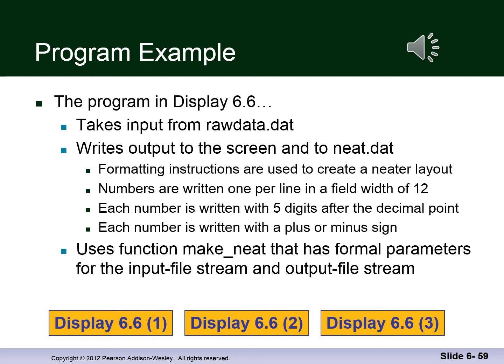And the function that's used presents formatting instructions to create a neater layout. Numbers are written one per line in a field width of 12. Each number is written with five digits after the decimal point. And each number is written with a plus or minus sign. So it uses the function makeNeat that has formal parameters for the input file stream and output file stream. We'll take a look at that in a second.